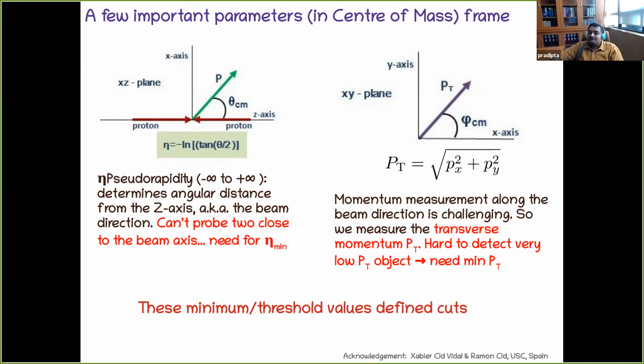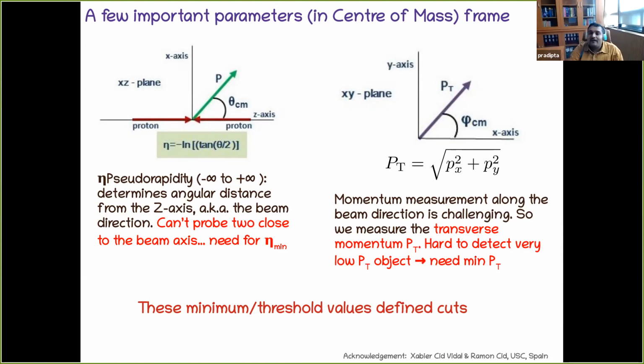For example, suppose your final outputs are moving with very low velocity, then you need to design your detection system accordingly so that you detect those very low PT or soft objects. These are also two important quantities because you need to define some minimum beyond which you cannot go, because there is a limit, and that is the limit of the detector. And these limiting values are useful to define the cuts.